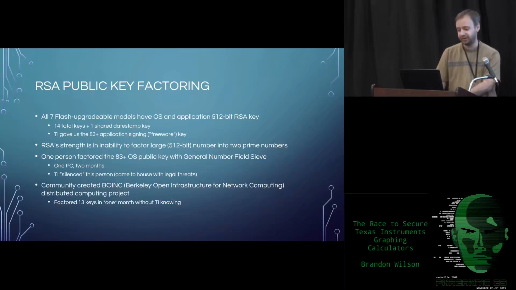But flash forward 10 years or so, and one person decided to give it a shot anyway on his computer. He used something called the GNFS, the General Number Field Sieve, which at least at the time, and maybe still is, was considered the most efficient known method of factoring numbers into primes. He kicked off the process for the 83 Plus OS signing key and let it run on his computer for about 2 months before it finally spit out the primes. So he had actually proven what was long disregarded, that it actually was possible to factor these keys after enough time passed.